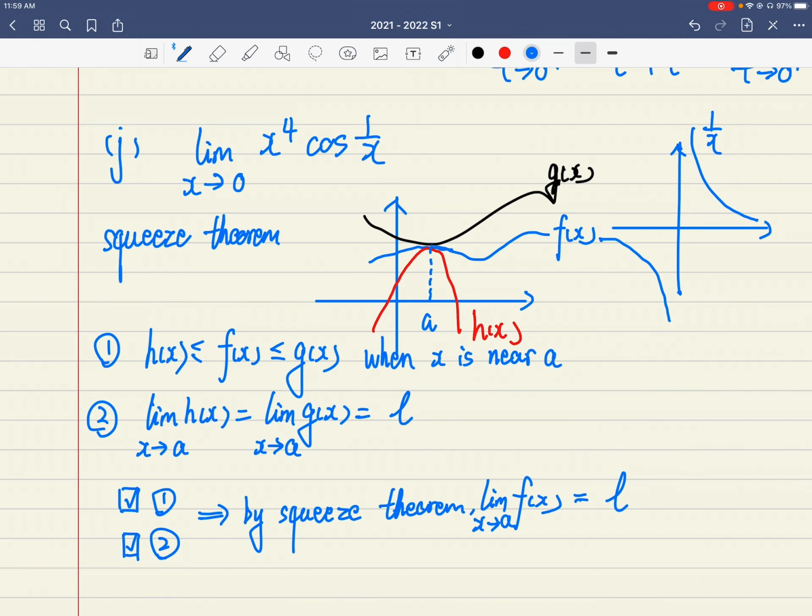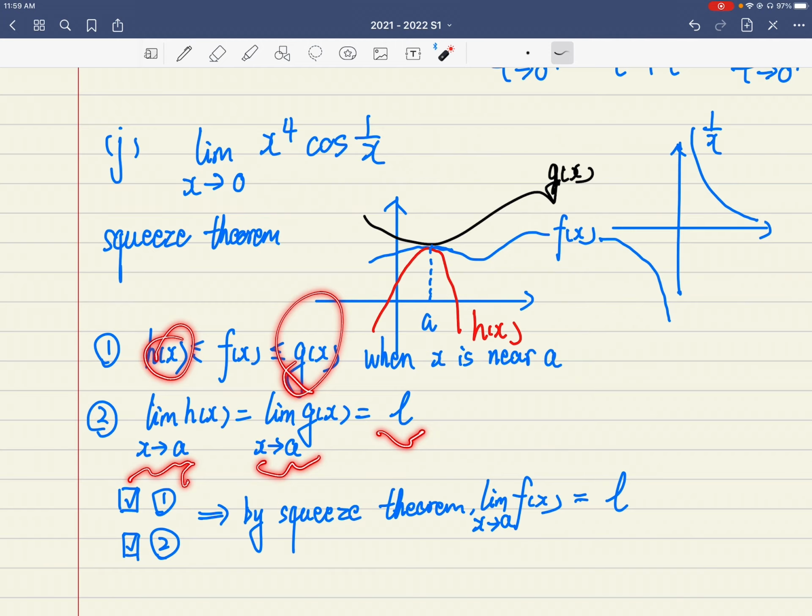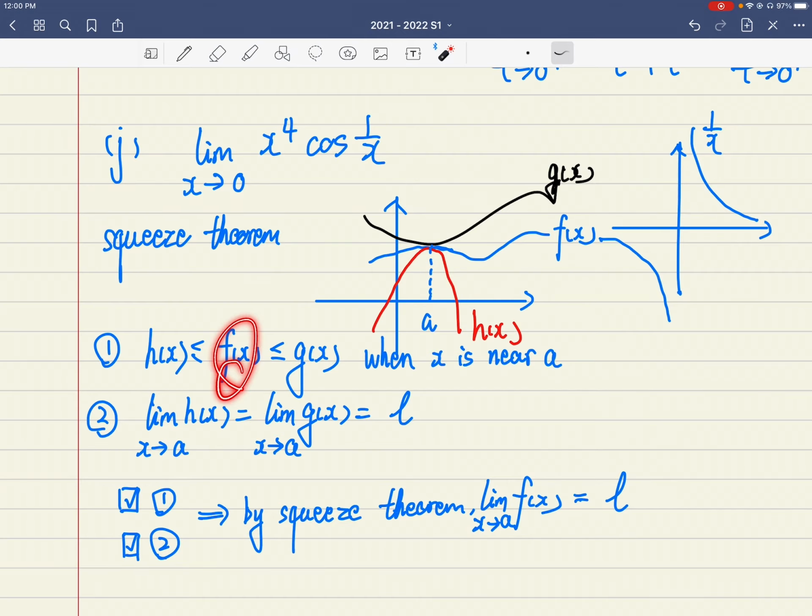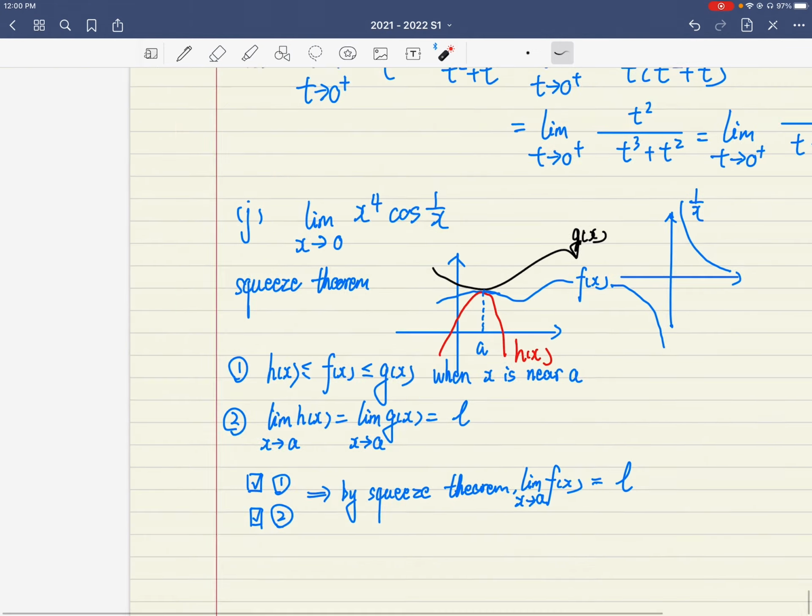Okay, so to apply the squeeze theorem, always check first whether you can find two functions, one always greater, one always smaller. And then the second thing is, are these two functions sharing the same limit value at the point? And if both are correct, then you can say by squeeze theorem, this function in between, at x approaching A, its limit is also the same value.